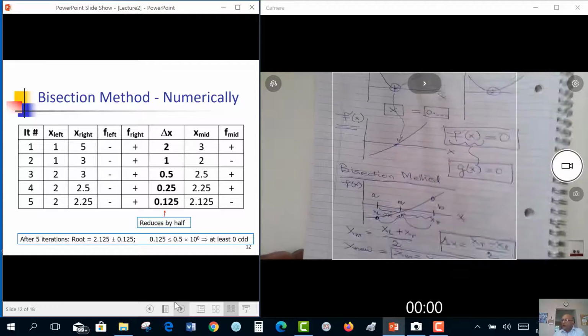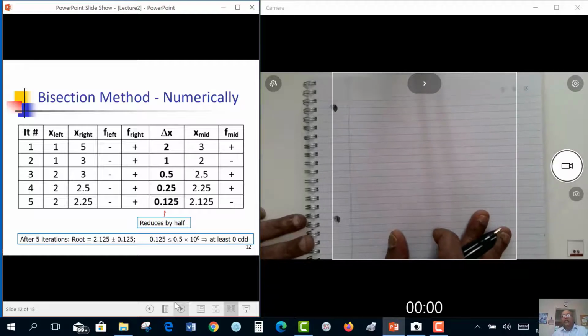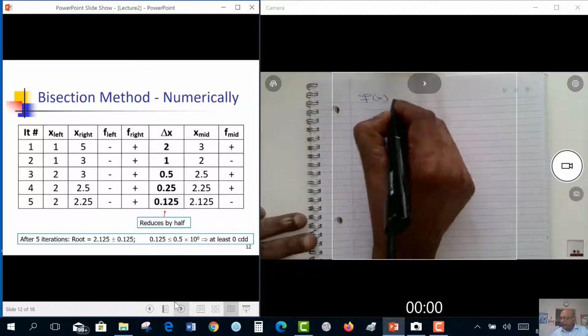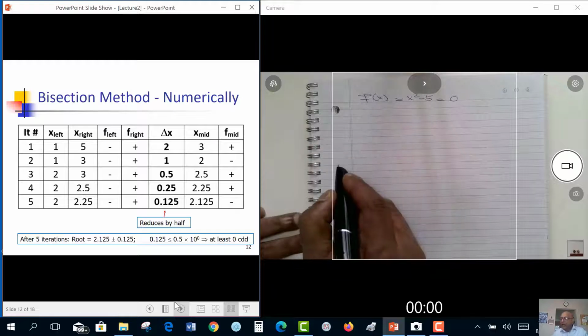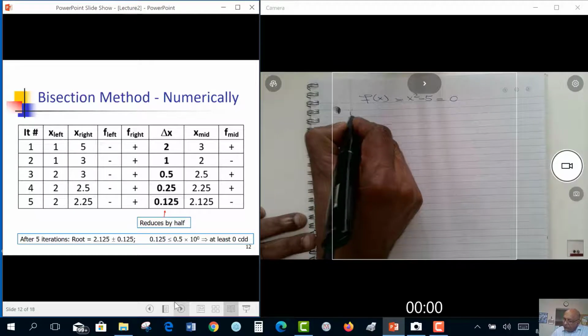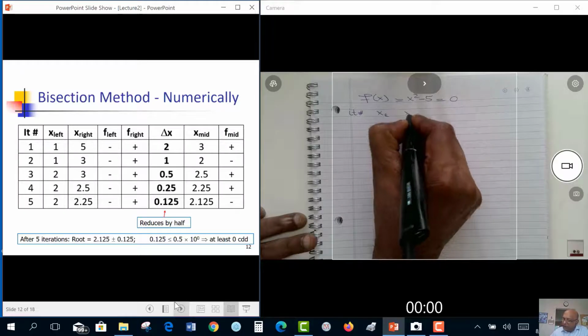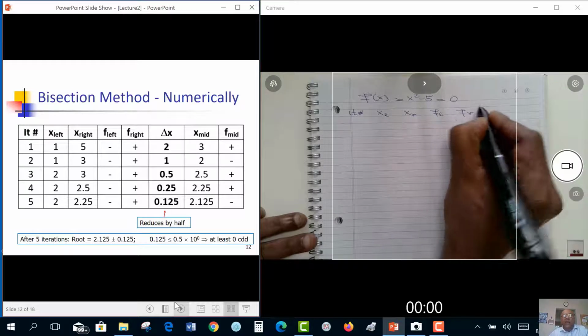So let's go back to our original example. Our original example was as follows. We said we have a function f of x, which is x squared minus 5, and we want to find the square root of 5, so it is equal to 0. We are going to do it manually, and my suggestion to each of you is to follow along with me with the calculations.